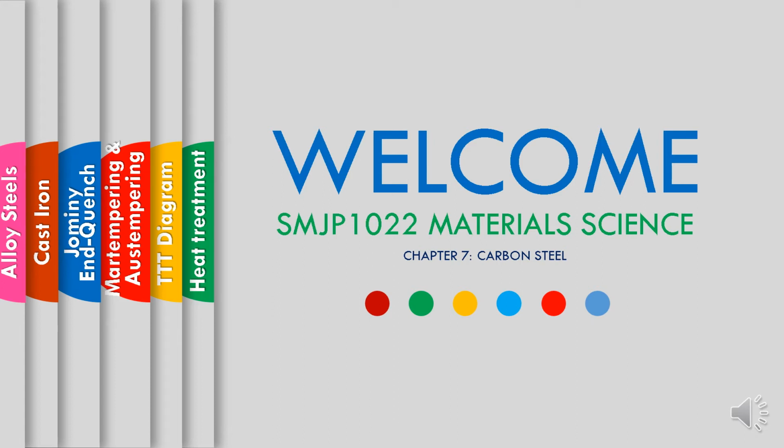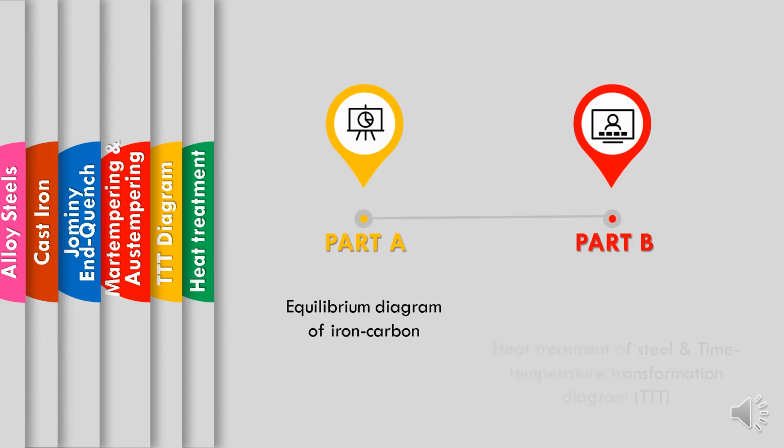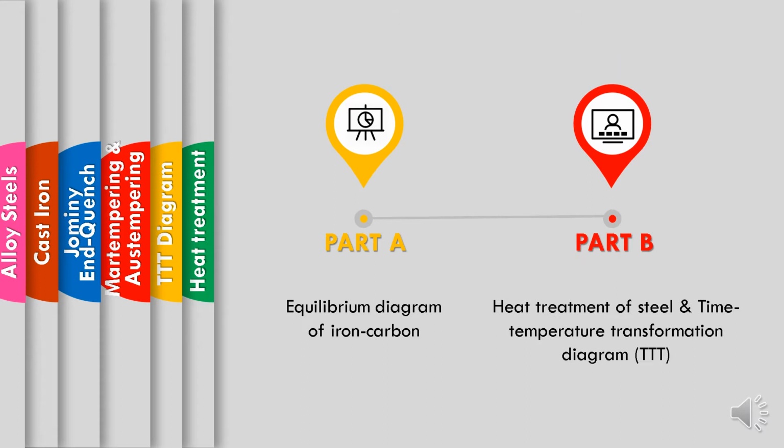SMJP 1022 Material Science, Chapter 7 Carbon Steel. In this chapter, we will cover part B, which is the final part of our topic, and this is the last part of our course, which is heat treatment of steel, time temperature transformation diagram.